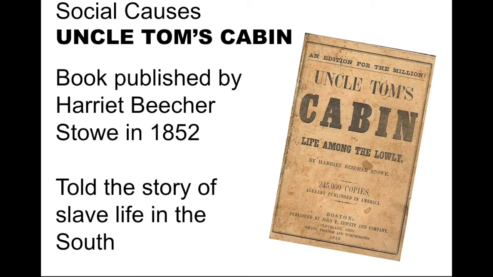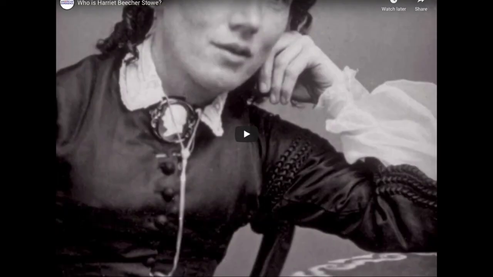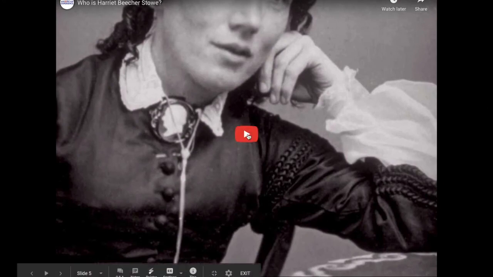But this is going to be a really important influence on people, particularly in the North, that maybe don't have slavery around them on a regular basis. This is a story about a slave and what it's like in the South. And so they're going to form a lot of their opinions about slavery based off of this book. So let's go ahead and watch this short clip about Harriet Beecher Stowe and Uncle Tom's Cabin.